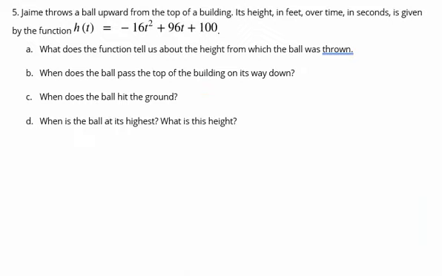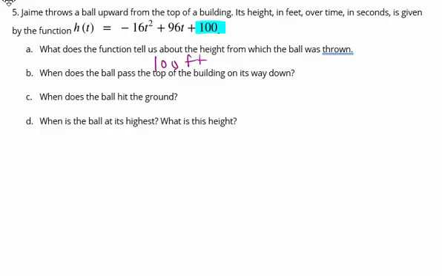Okay, let's skip to number 5. Jamie throws a ball upward from the top of a building. Its height in feet over time in seconds is given by this function h of t. So what does the function tell us about the height from which the ball was thrown? So the initial height occurs when t is 0. And really that is the h-intercept of the graph. And so we look at what the h-intercept is, which is 100. And so it was thrown initially from a height of 100 feet.